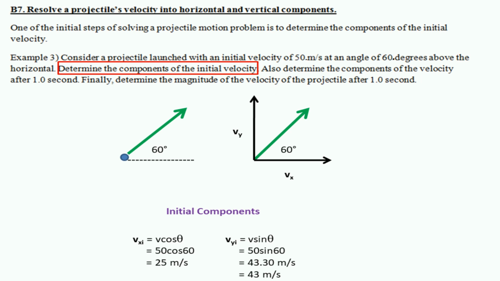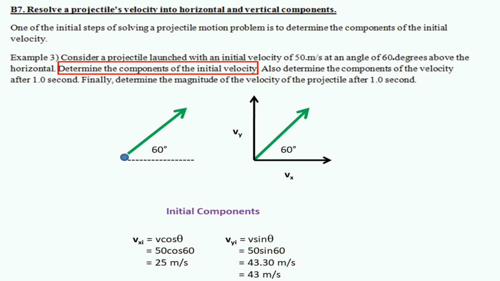Now remember, velocity is a vector quantity, therefore it has magnitude and at the same time direction. But if you are told by the question, as we have here, to determine the magnitude, it means the direction is not important here. Alright, so let's look at the initial components.